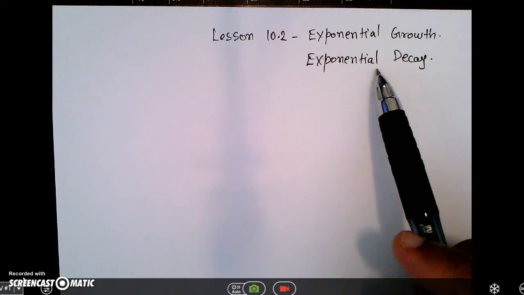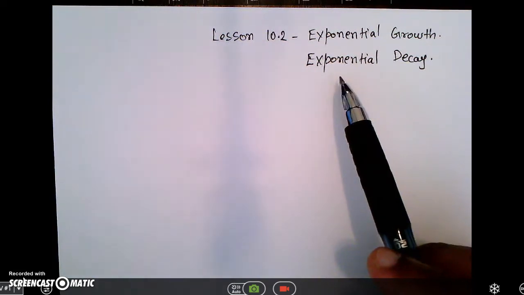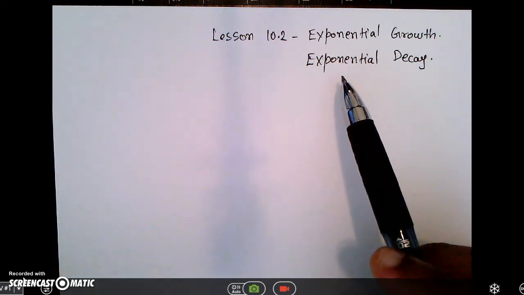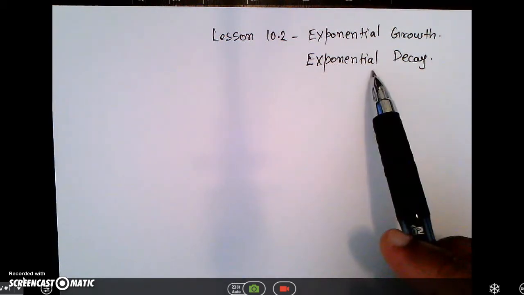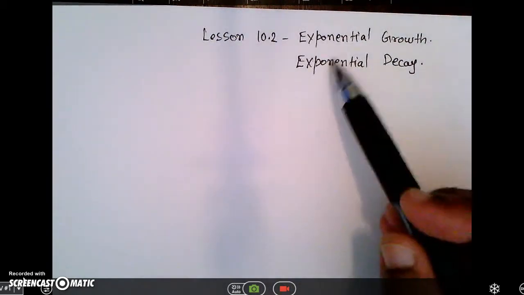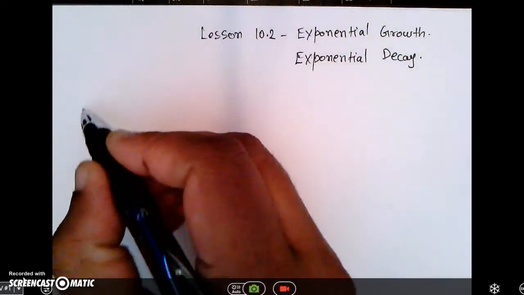Similarly, in exponential decay also, you're starting with a certain amount, be it money or number of people or number of cells, whatever it is that you're starting with. Over a period of time, you are losing that amount exponentially. Okay, so that's an exponential decay function. So for both, let's take an example for an exponential growth function.